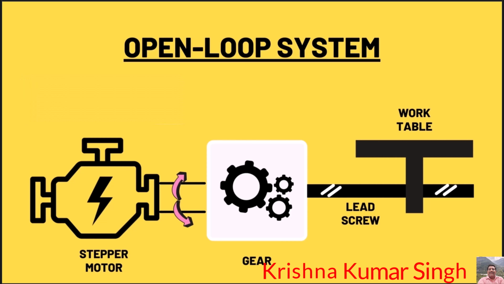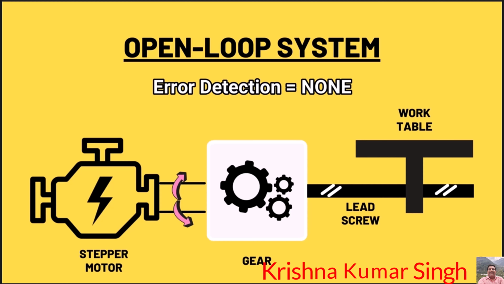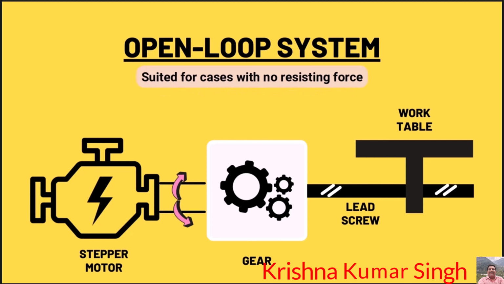For each signal in the CNC machine, the stepper motor moves by a fixed angle and causes a fixed movement of the slide. The command determines the amount of movement of the tool or the workpiece. There is no surety that the correct position is reached. Any possible error cannot be detected and corrected. The load torque due to cutting forces and the backlash in the lead screw may cause error in the actual position reached. Hence, this system is more suited for cases with no resisting force.